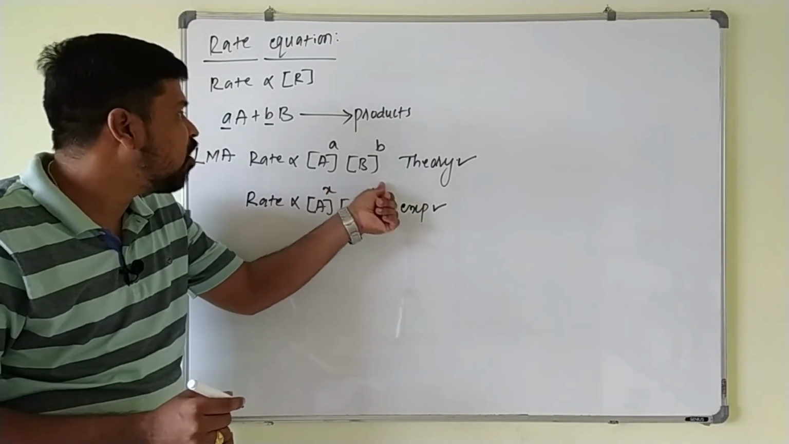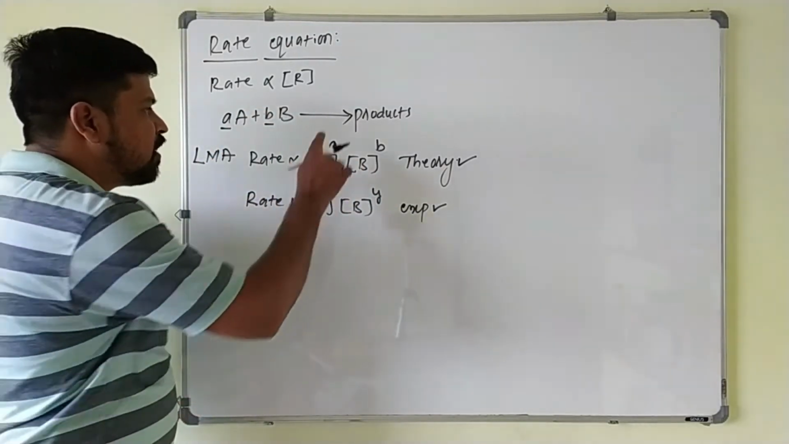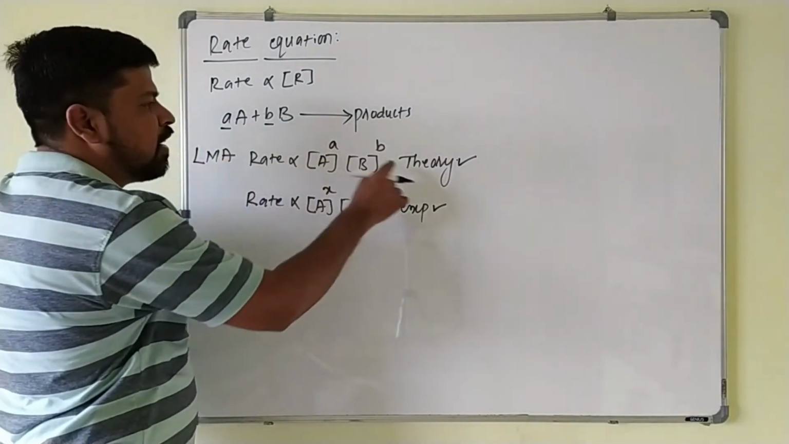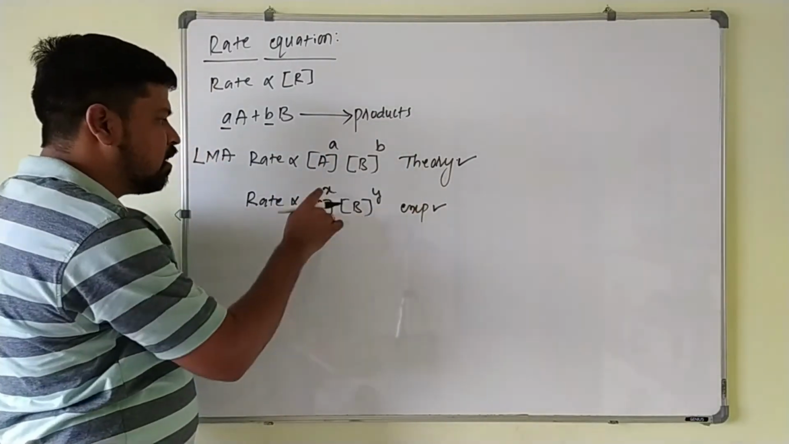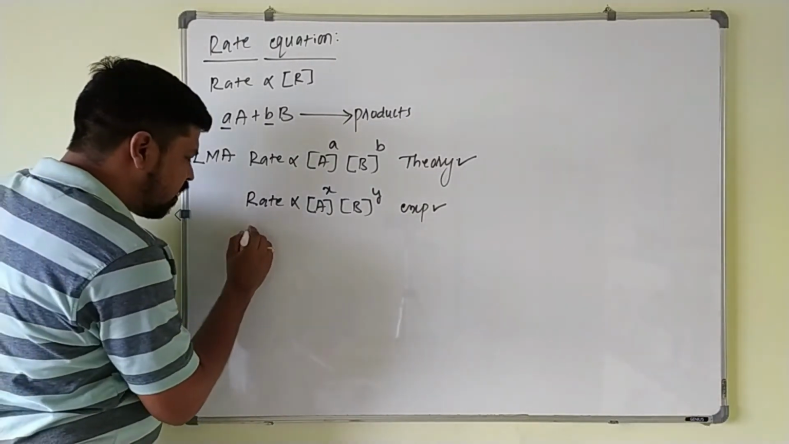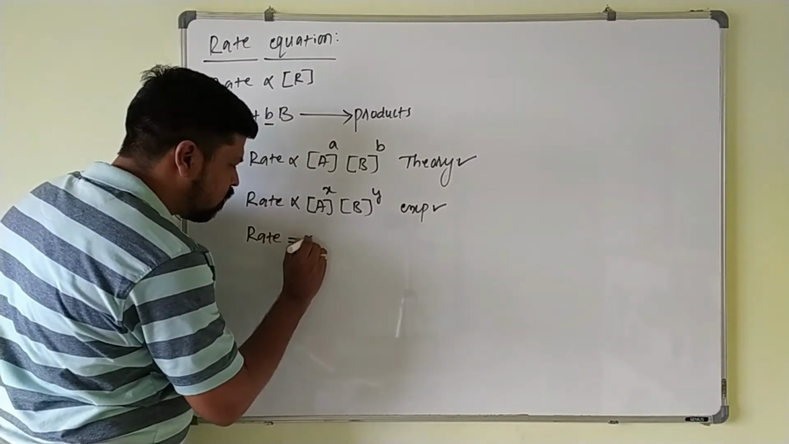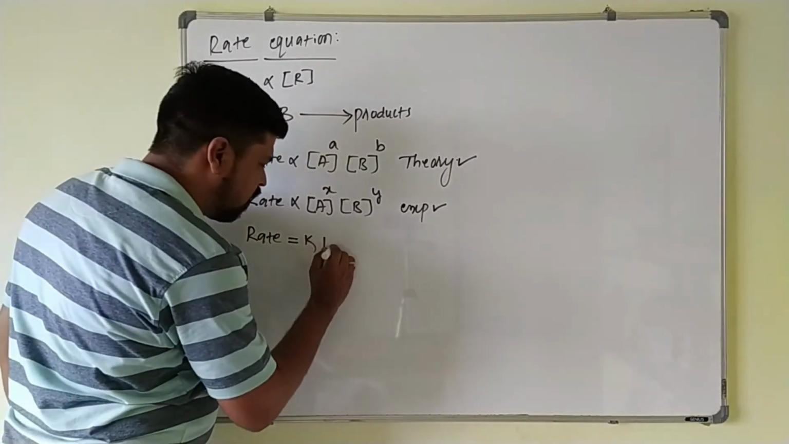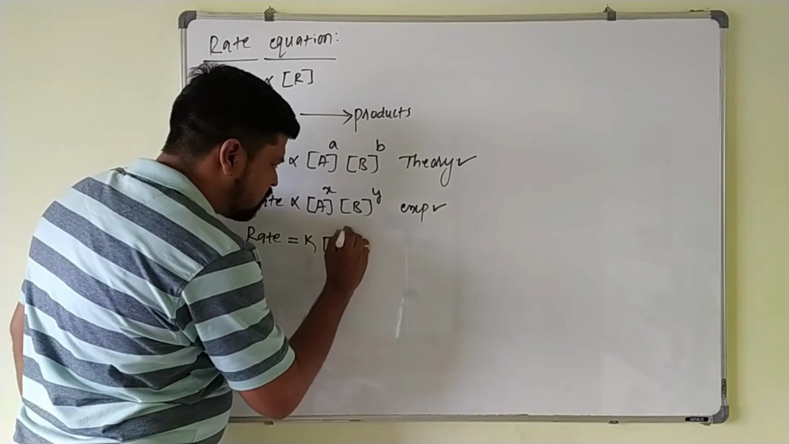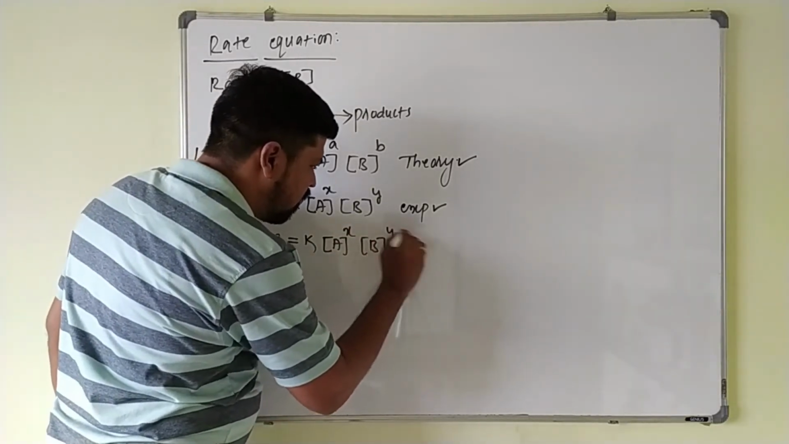These x and y are not equal to the stoichiometric coefficients. If you write the stoichiometric coefficients, that becomes the law of mass action, which is a theoretical concept. But x and y are an experimental concept. Now if I remove the proportionality sign, rate is equal to K, the rate constant, times molar concentration of A to the power x, times molar concentration of B to the power y.